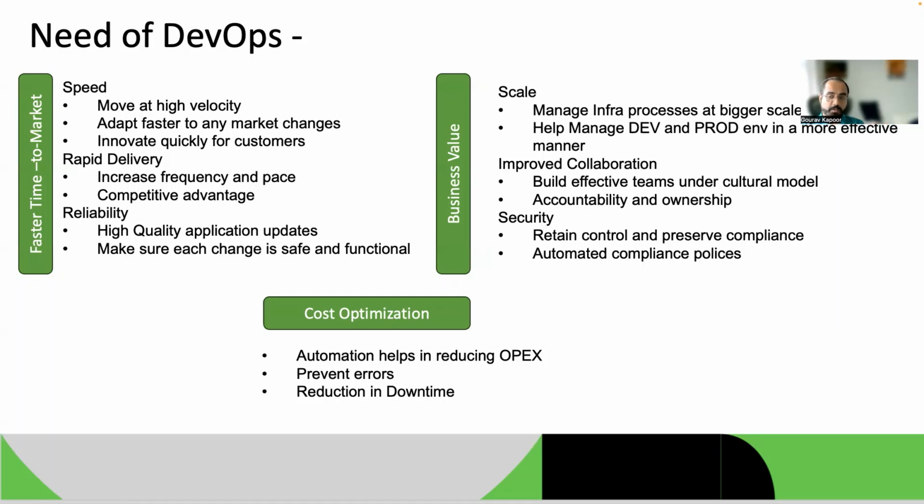And last but not the least, is the cost optimization, right? How does it help in removing or minimizing, I would say, the downtime, right? There are all those automated processes, those automated tools, that help us in achieving those business goals, which results in saving money for the business, or saving cost for delivering that particular product.